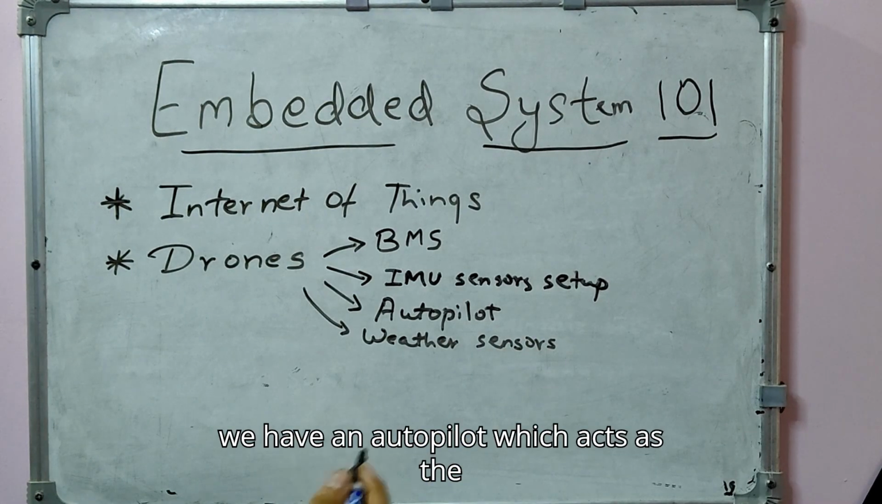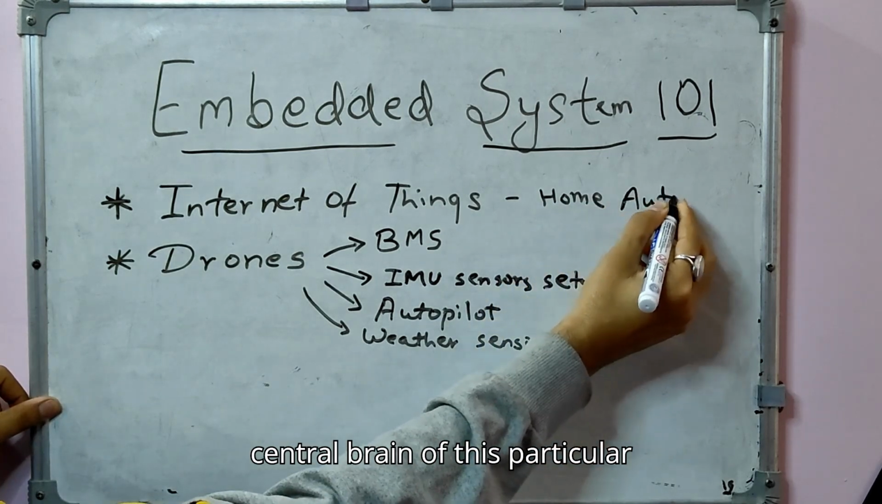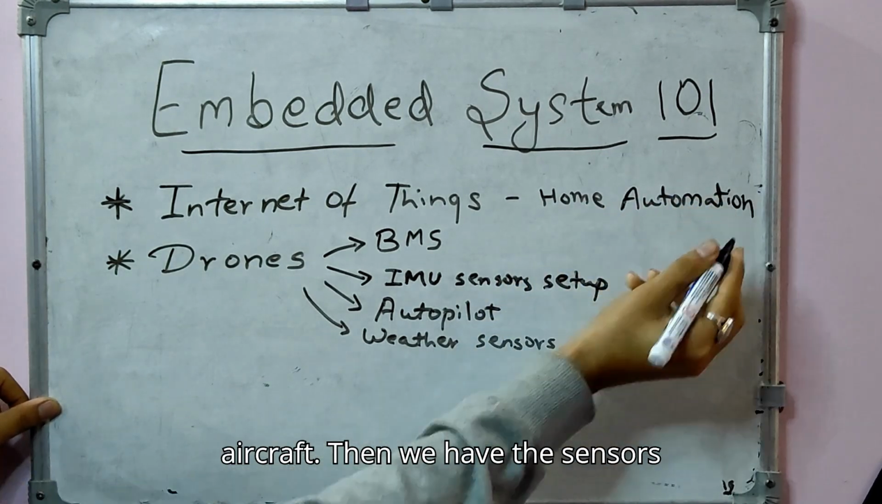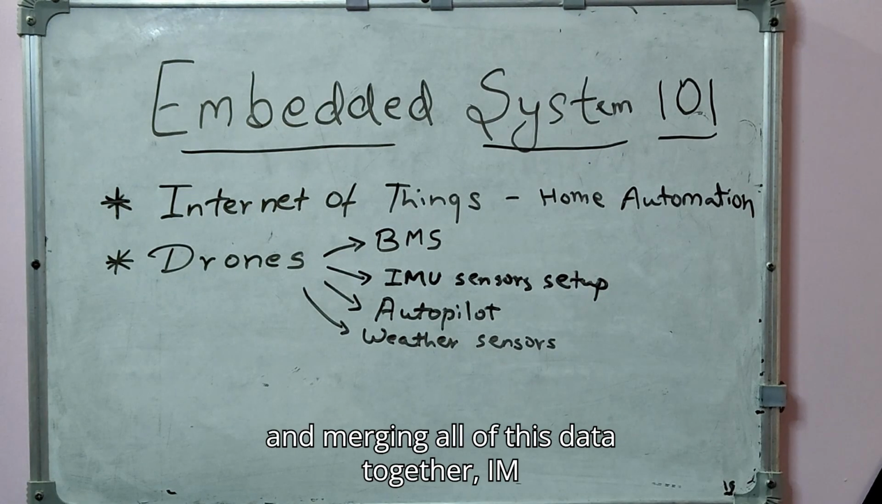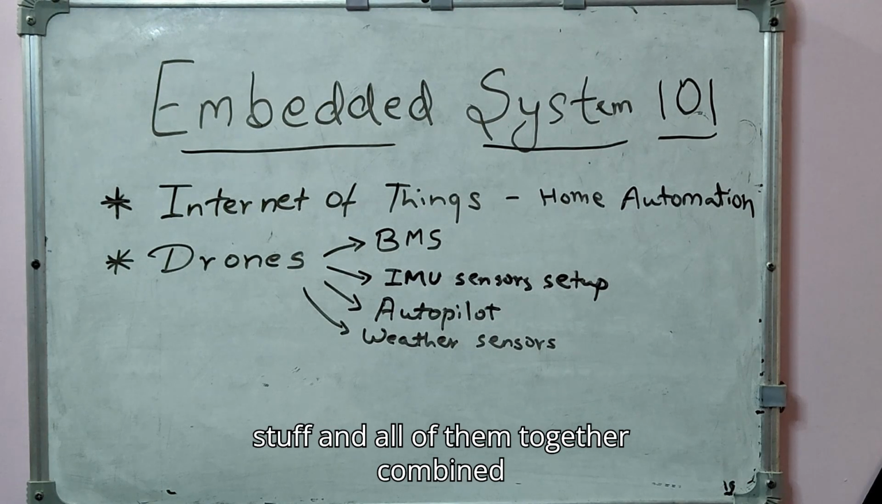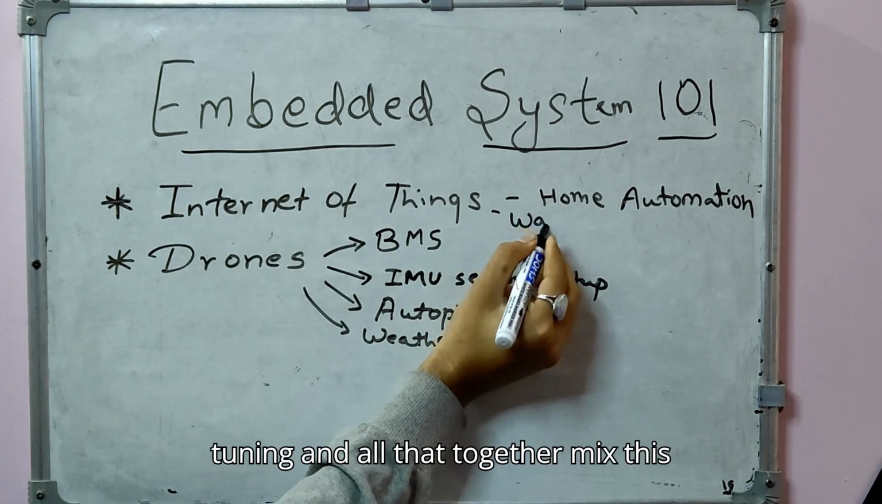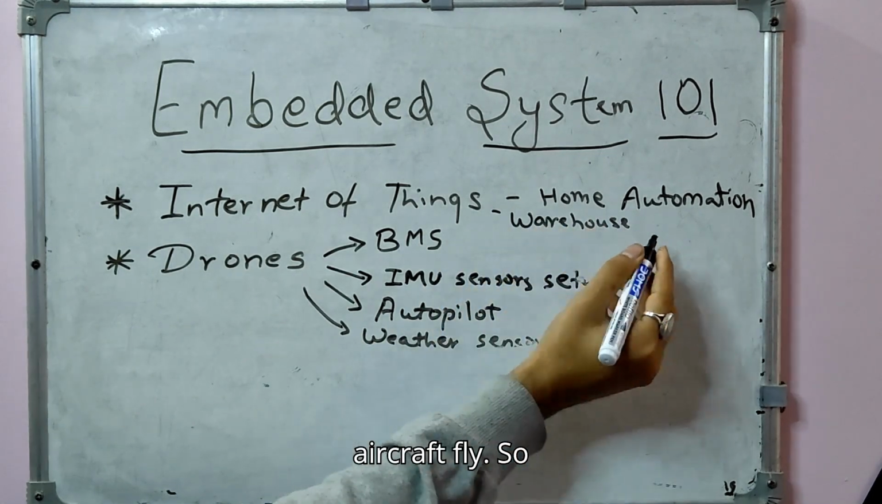In drones also, we have an autopilot which acts as the central brain of the aircraft. Then we have the sensors, and merging all of this data together, IMU, GPS, VMS, airspeed sensor, and all that stuff, all of them combined with certain software algorithms, tuning, and all that together makes this aircraft fly.